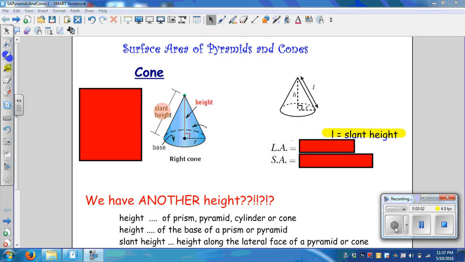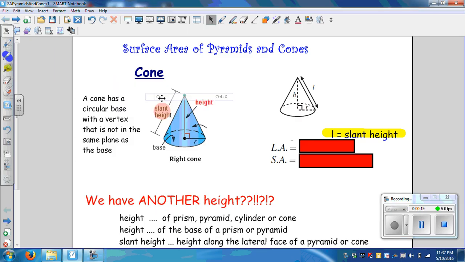This lesson covers surface area of pyramids and cones. Turn to page 7 of your Chapter 12 packet. We're going to start by filling in the definitions for cones. So notice that you see a cone over on the left-hand side of the paper. There are some basic pieces that we need to talk about.